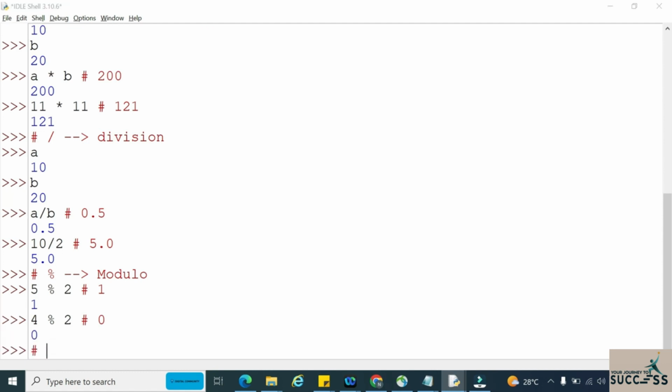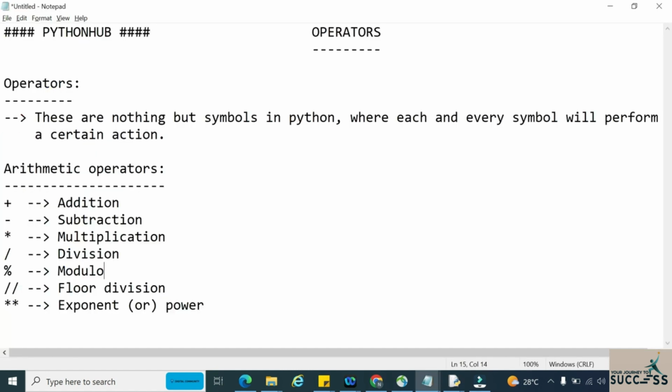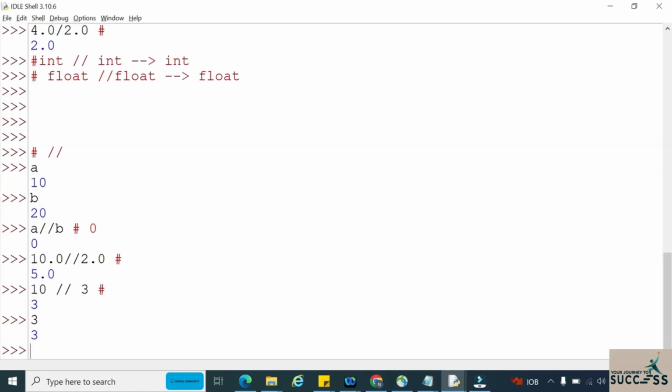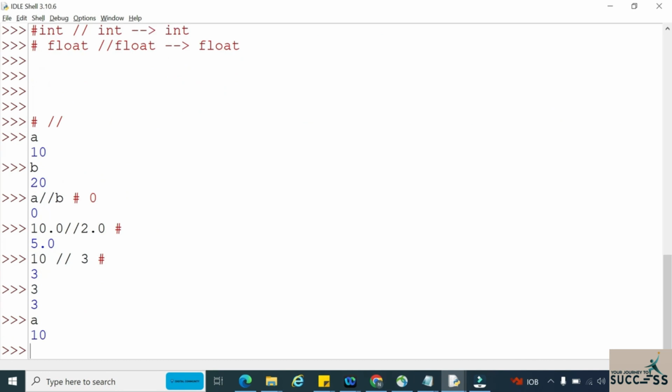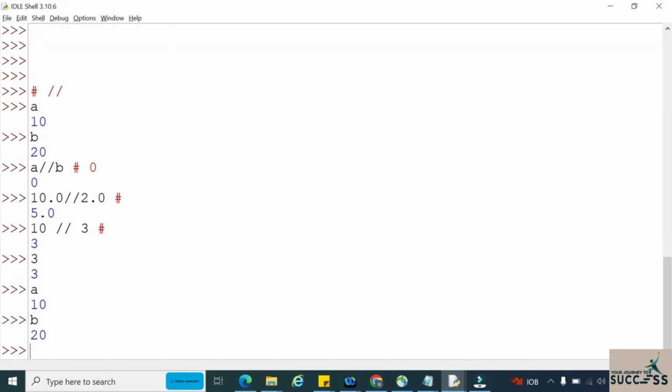Let me take you to the next operator, that is floor division. A value is 10 and b value is 20. If I do floor division between a and b, what happens? In this case 10 by 20 is 0.5. But since floor division will always return the integer, the output will be 0 only.